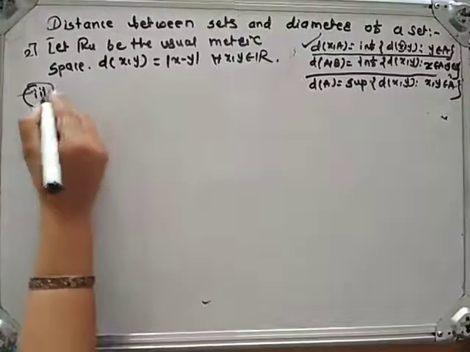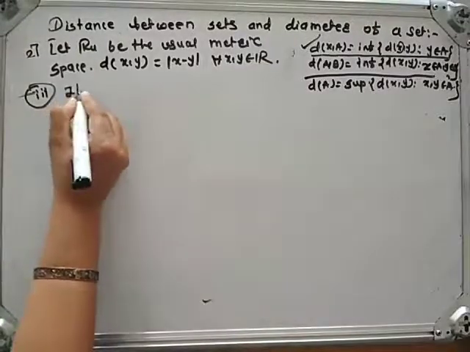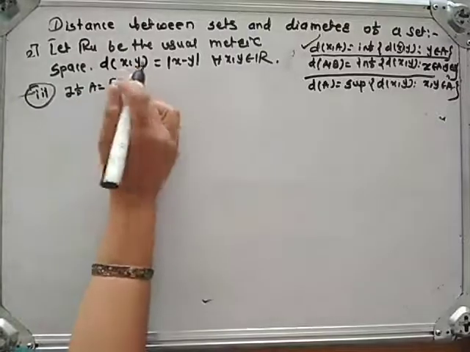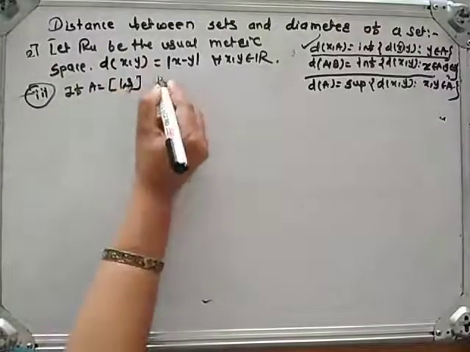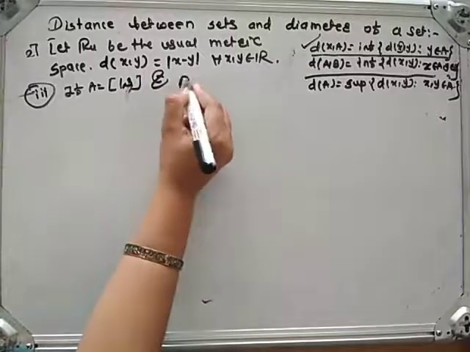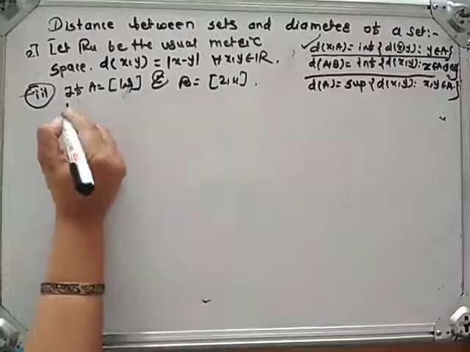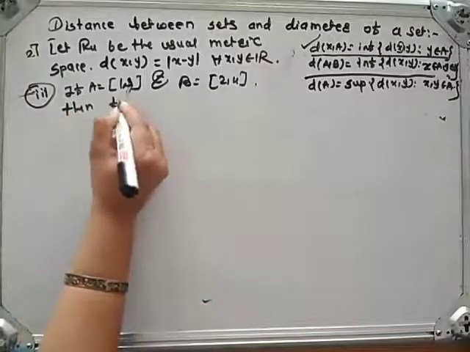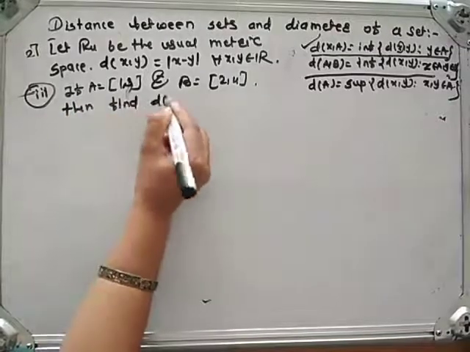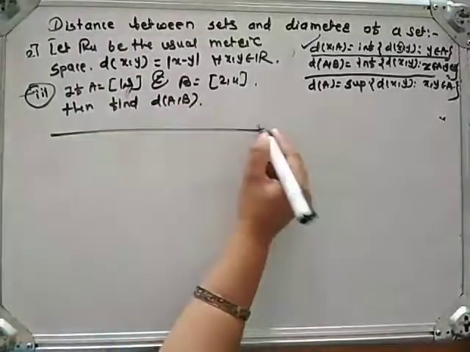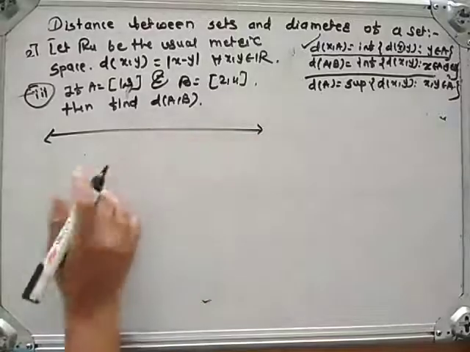Let us take the third example. If A is equal to the closed interval [1, 3] and B is equal to the closed interval [2, 4], then find d(A, B).